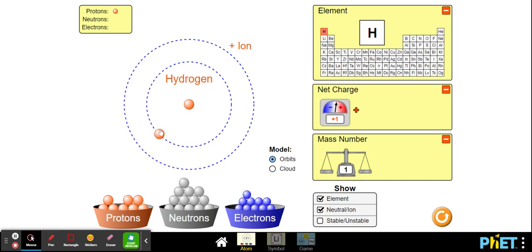If I gave it 2, it would be helium. And it doesn't matter what I do to the neutrons or the electrons, the name remains the same. The name is entirely dependent on the number of protons. Okay.